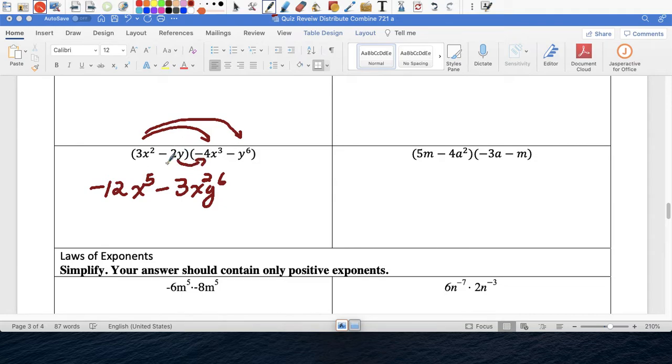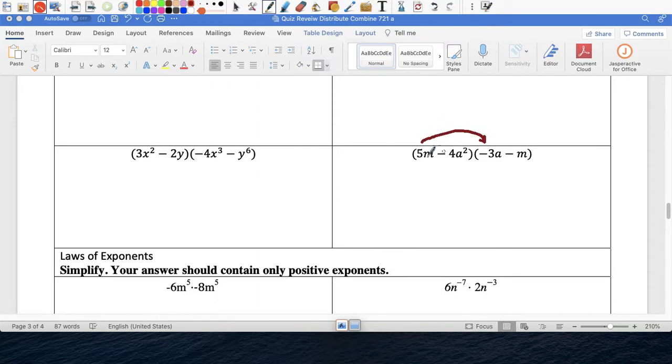Second part, negative times a negative is a positive. 2 times 4 is 8. And then x cubed y, because they're not the same base, so I can't do anything. And lastly, negative times a negative again is a positive. And there's an invisible one. 2 times 1 is just 2. And then y to the, keep the base, add the exponents, y to the seventh. Like terms? Absolutely not.